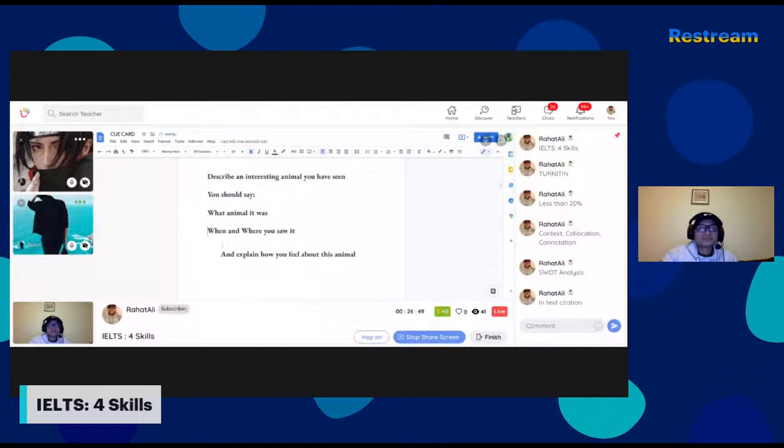Once again, you can describe an interesting animal. Remember that you have to use compound sentences one more time. So you'll be given 1 minute, and you'll be given a paper and pen where you can jot down some notes. You should say what animal it was, when and where you saw it, and explain how you feel about this animal or any other information.